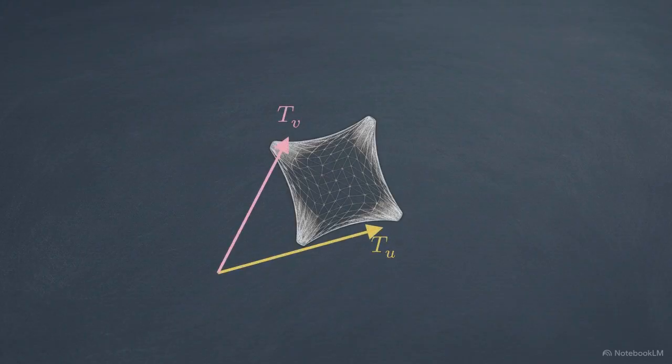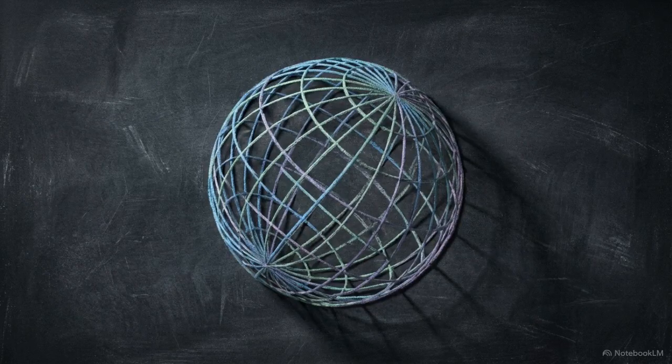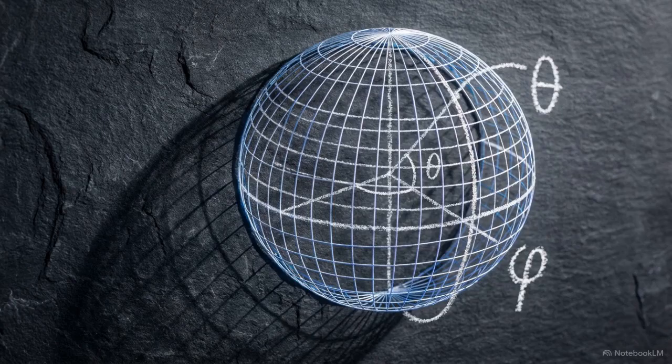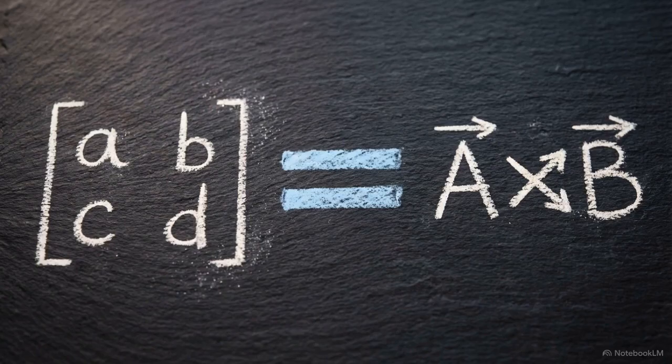We calculate this area mathematically by taking the cross product of the two tangent vectors, tu and tv, finding the magnitude. We can prove this concept by parametrizing a unit sphere. We map the surface parameters utilizing the spherical coordinates theta and phi. To find the area of these spherical patches, we calculate the Jacobian determinant, a matrix of all first-order partial derivatives that quantifies how the local space is transformed. This determinant is the algebraic equivalent to our geometric cross-product magnitude.